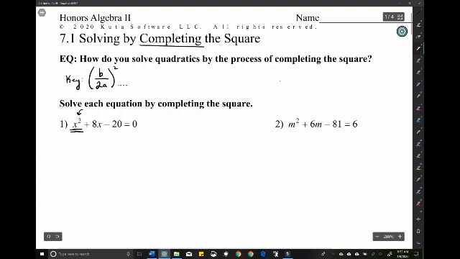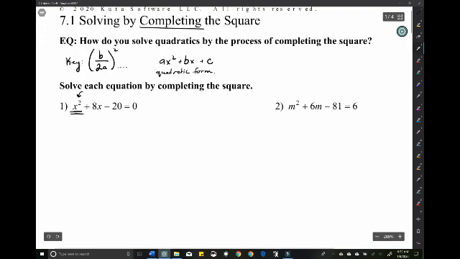Remember, however, quadratics are in the form ax squared plus bx plus c, and that is our general quadratic form. Standard form right there. Okay, so solve each by completing the square. I will be specific as to what method to use. These types here, so we've got a quadratic, completing the square.